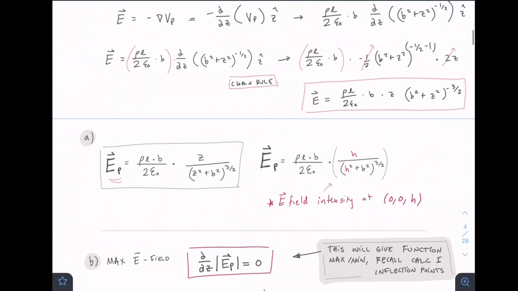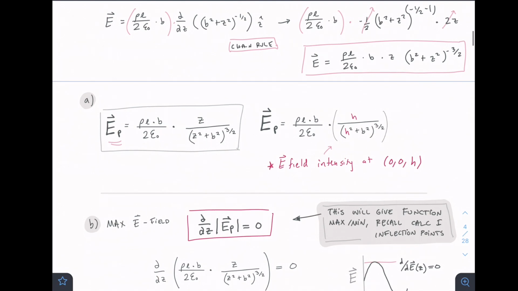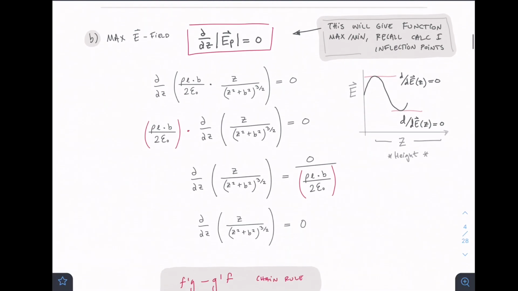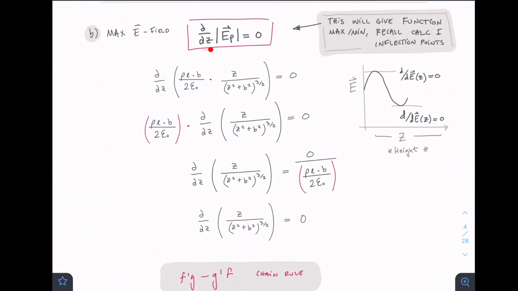We found our E field from part A, which is here. This is our E field intensity, and now we need to find the max E field. If you recall from Calc 1, when you need a max or a min of a function, you need to find the critical points, where the derivative equals 0. The derivative is the slope, the tangent line at that point. If the tangent line is equal to 0, you know it's either a maximum or a minimum.